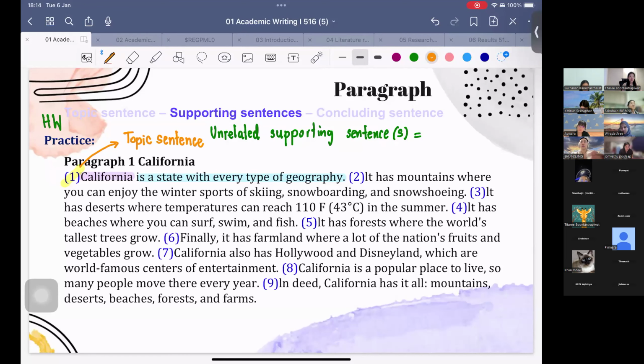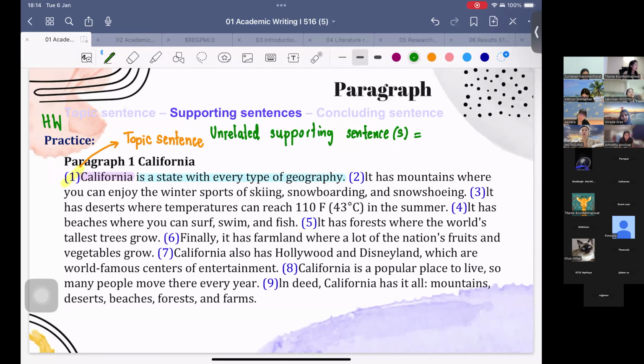Definitely. Yes, the answer would be sentence number 7. Actually, everybody got it right, but the correct answer is that there are 2 unrelated sentences, which are sentences 7 and 8, not just 7. But yes, 7 is part of it.